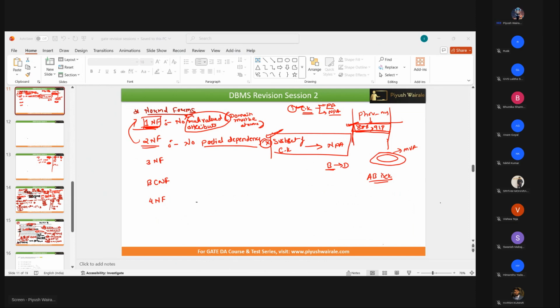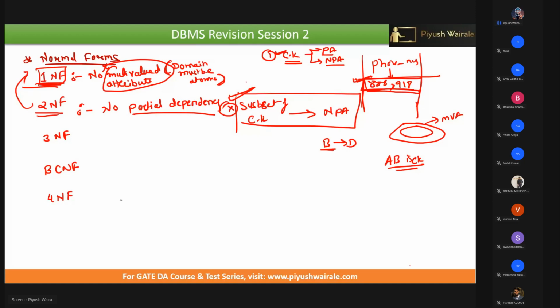Okay. So any subset of the candidate key determining a non-prime attribute is basically what? A partial dependency here. If AB is the candidate key, A or B determining any non-prime attribute is a partial dependency. Okay, remember this one. This is not allowed in 2NF.